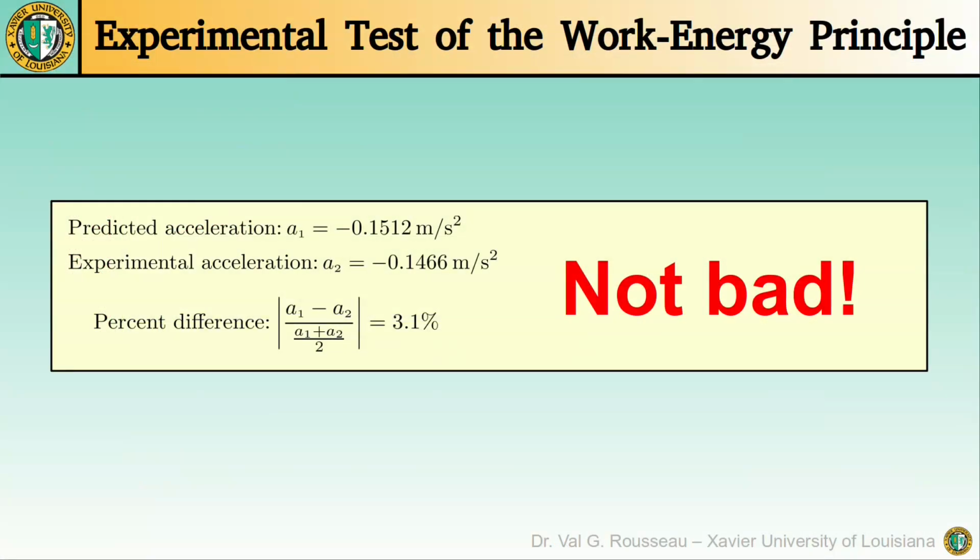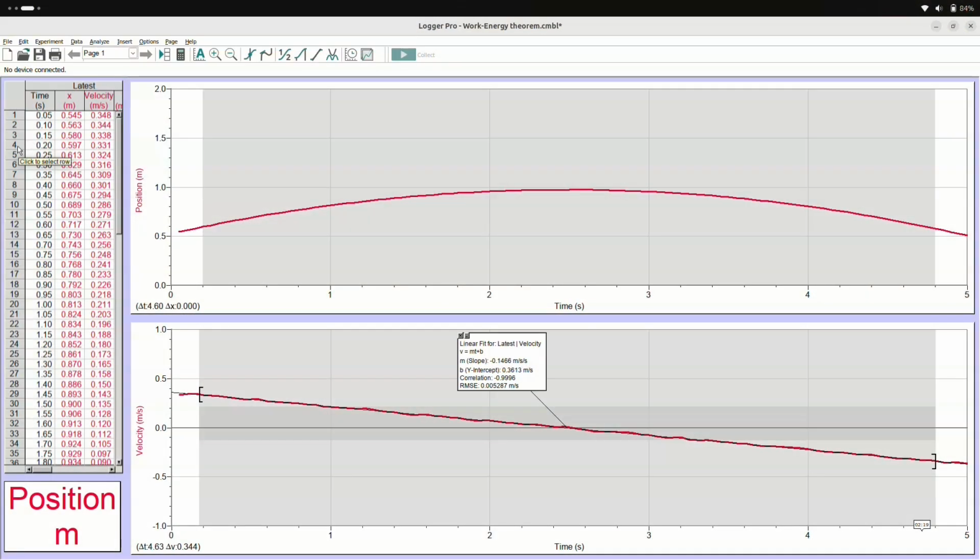Remember, our prediction was negative 0.1512 meters per second squared, so we have a percent difference of 3.1%, which isn't bad. The experimental value has a magnitude that is smaller, and this is not surprising since we neglected the air drag. Alright, so let us choose a random initial point, for example the one at time 0.20 seconds. So, we take the initial position to be 0.597 meters, and the corresponding initial speed is 0.331 meters per second.